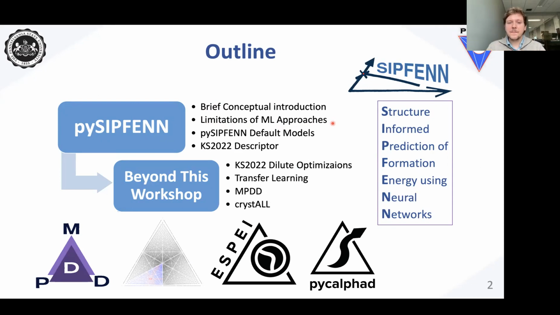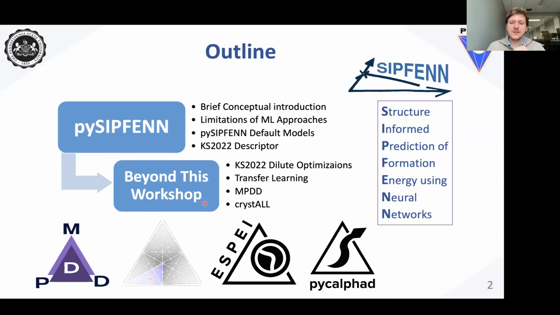So I'm also going to talk about what the default models are that you're going to use within this workshop, and our advances in descriptor calculation, or feature vector calculation, that allow these models to run on atomic configurations. I'm also going to quickly mention a couple of things beyond this workshop that we're going to include in the next ones.